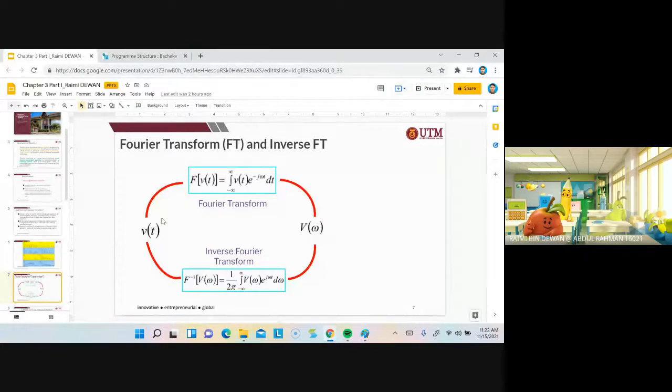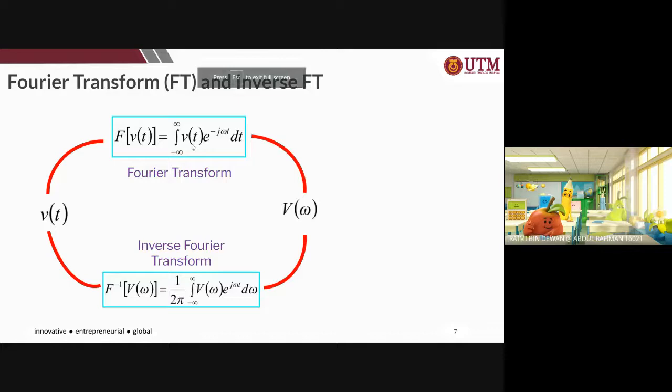If you want to convert from vt to V omega in the frequency domain, you notice that there is vt and you need to couple it with e to the negative j omega t dt, from negative infinity to infinity. This one sometimes varies, depends on the question. But this one is vt times e to the negative j omega t. If you want to convert, this is standard.